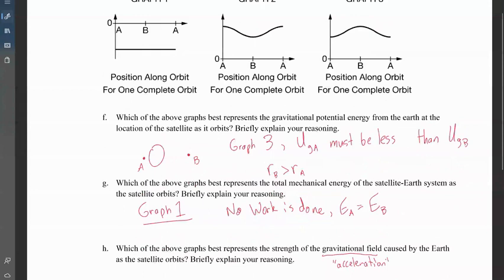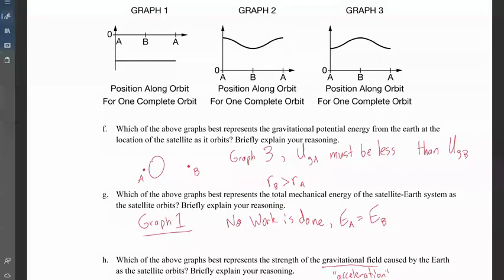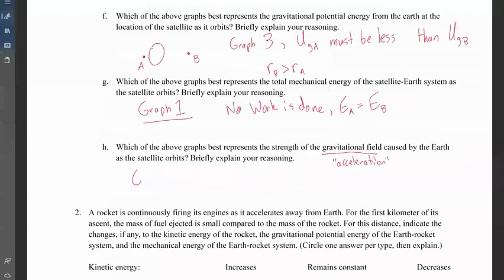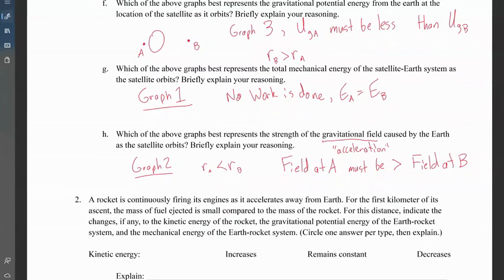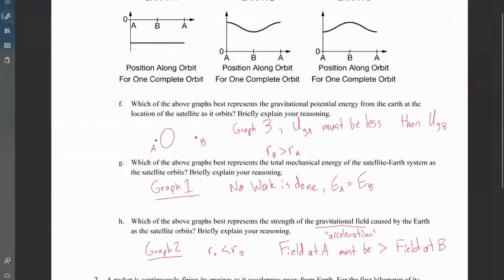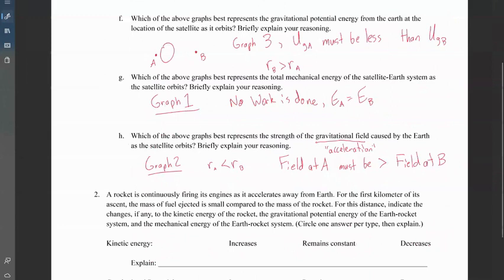So we want point A to be greater and that would be graph 2. So this one is graph 2 because radius of A is less than radius of B. So that means that the field at A must be greater than the field at B. If it's closer, it has to have a bigger field for gravity, or a stronger field, because there's more acceleration. Okay, there's that question. Then we'll just look down over here.